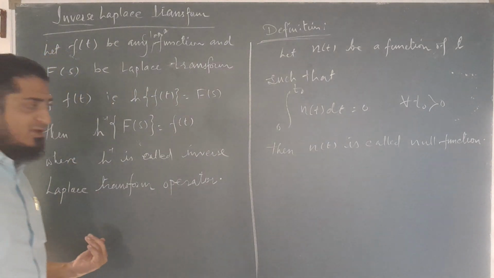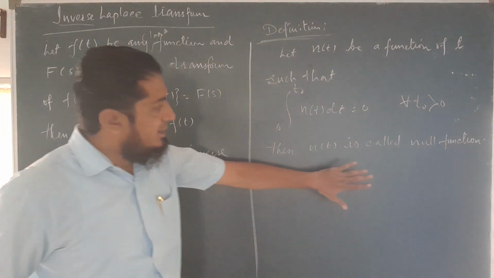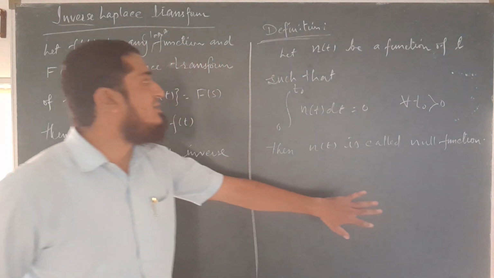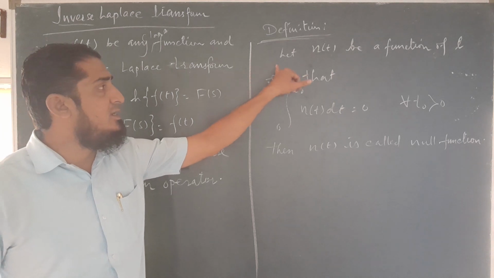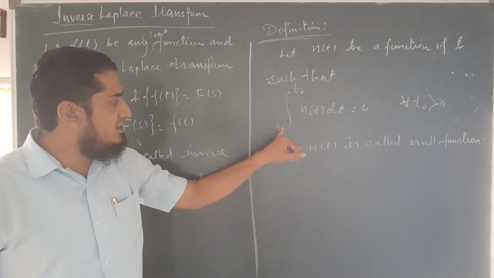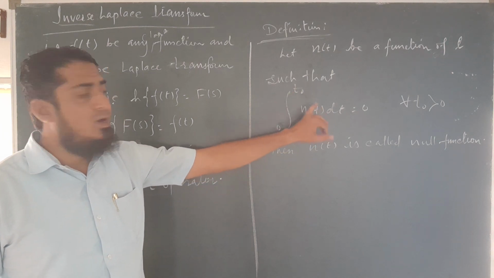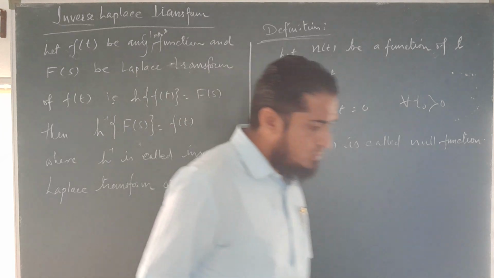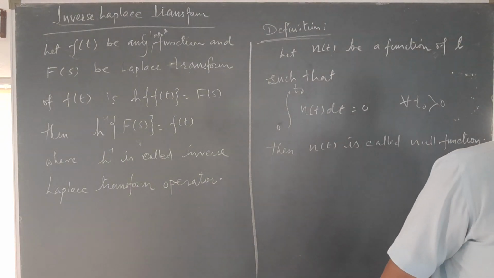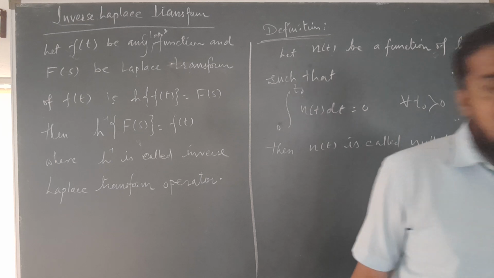Also, we will need a null function, and the definition of a null function is, let n of t be a function of t such that the integration from 0 to t0 of n of t dt is equal to 0. Then we can say that n of t is called a null function.